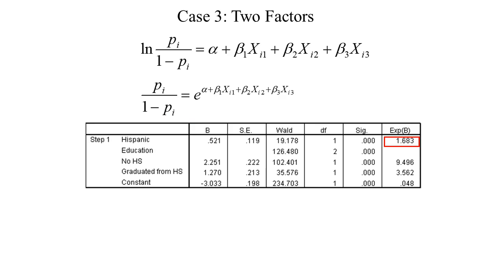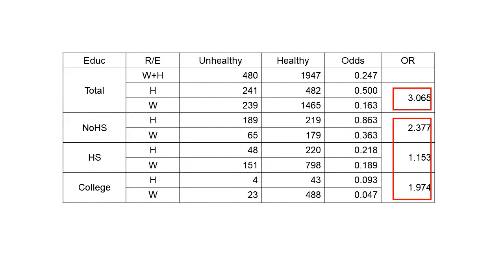And this number, 1.683, is the estimated odds ratio of being self-reportedly unhealthy between Hispanics and non-Hispanic whites, adjusted for education. But in the previous example, the unadjusted odds ratio between Hispanics and non-Hispanic whites was 3.065. So, although the odds ratio of 1.683, adjusted for education, was still quite high, it was much lower than the unadjusted odds ratio. Why? This table shows why.